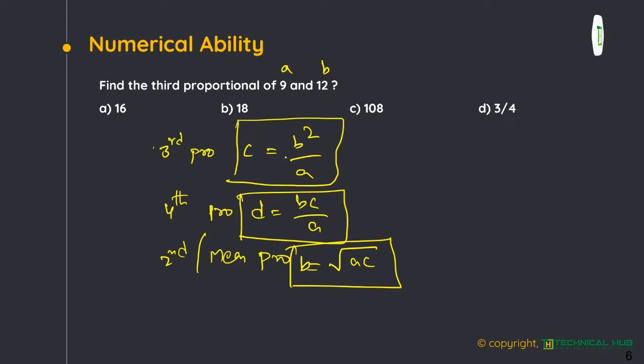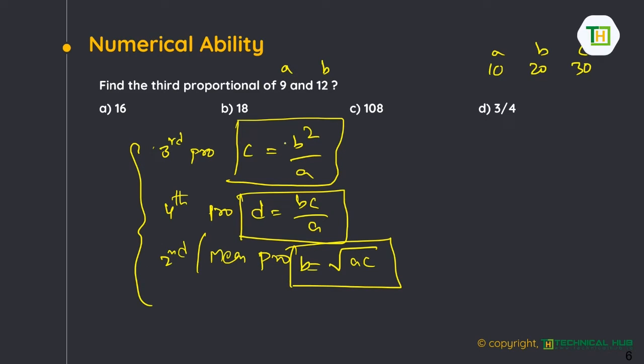So the problem may come from any of the three: third proportional, fourth proportional, or mean proportional. Third proportional means B square by A. Mean proportional B is equal to root over AC. Fourth proportional is BC by A. Here, every value is in sequential order. He will not mention what is A and what is B. Suppose you are calculating the fourth proportional, he will give three numbers, 10, 20, 30, for example. He will not mention which is A, B and C. First one is A, second one is B, and third one is C. By default, you need to take the values like that.